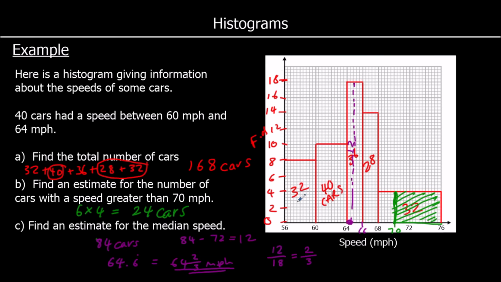So that would be the same thing as splitting this box into 3 parts. So it's a third of the way through. It's 2 wide, and a third of 2 is 2/3. So it's 64 2/3 miles per hour.